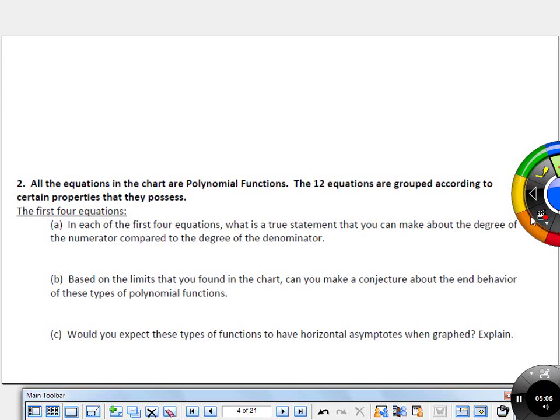So look at that first set of first four equations. What is a true statement that you can make about all of those when you look at the degree of the numerator compared to the degree of the denominator? Ashley? When the degree of the numerator divided by the degree of the denominator was 2, it started at negative infinity. Ooh, okay, that's pretty heavy.